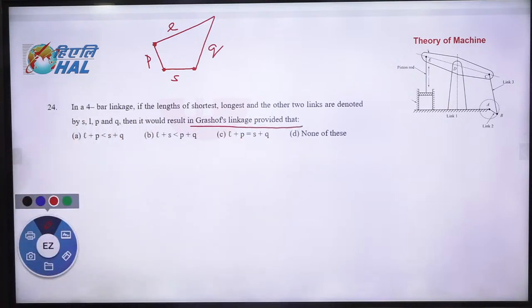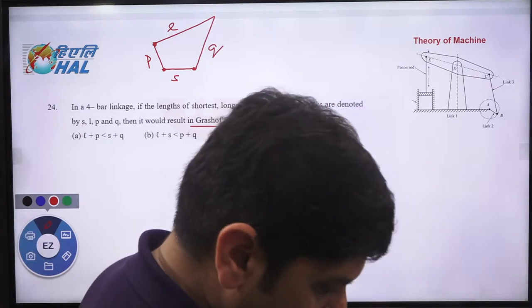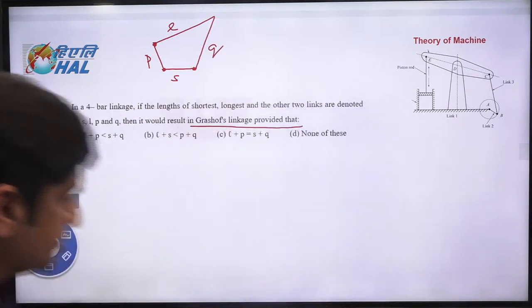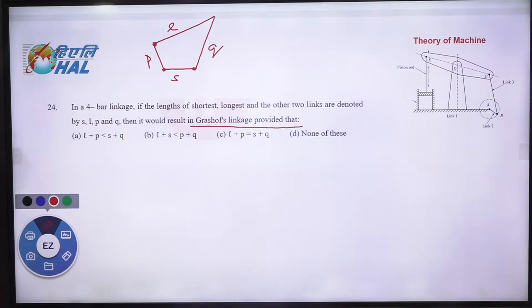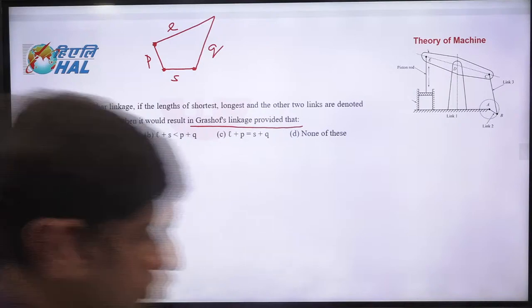Grashof linkage is provided for which of the following? In which of the following do you get Grashof linkage? Tell me, how do you get the Grashof linkage? Which one will you hit? Answer. Yes, what is the answer for this? So the answer is B for this.